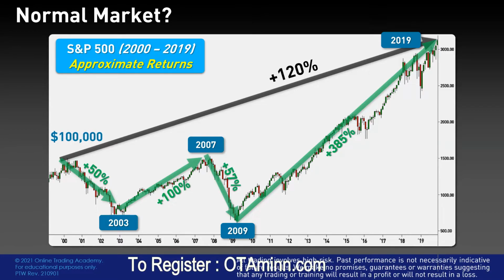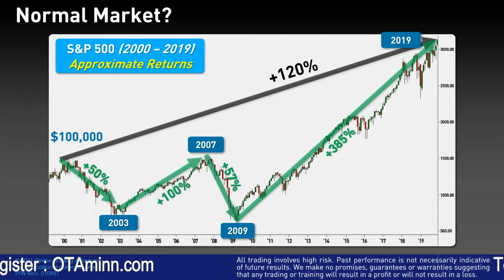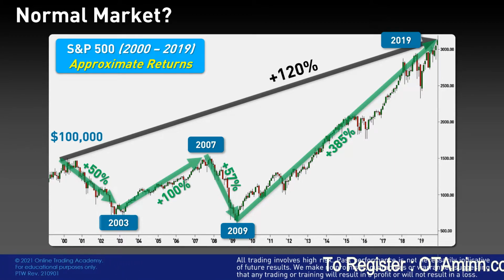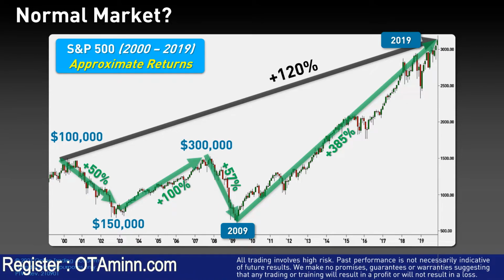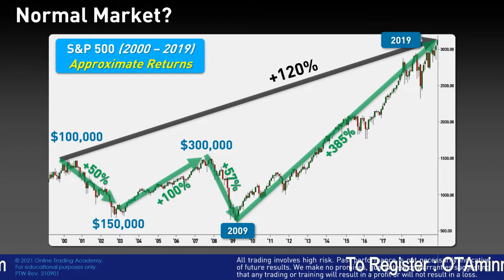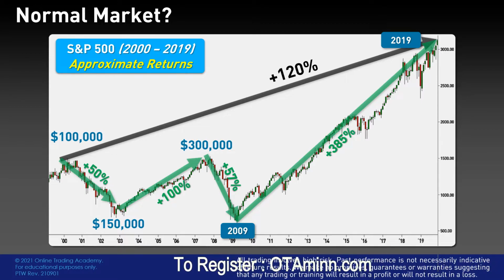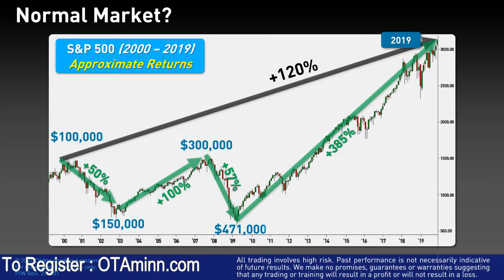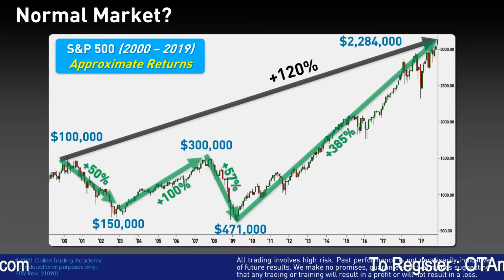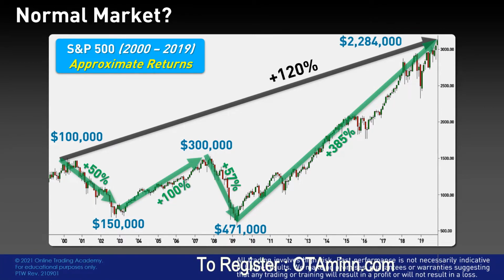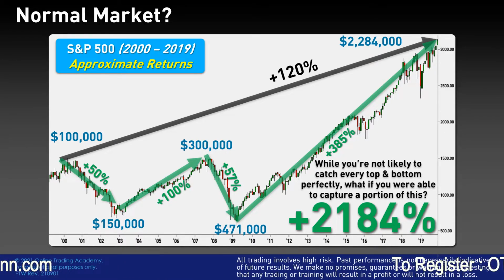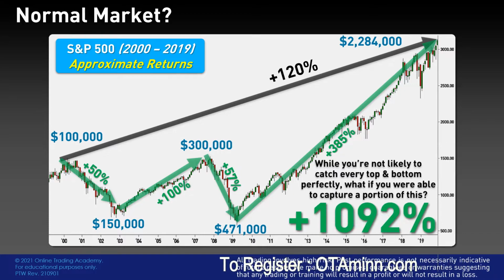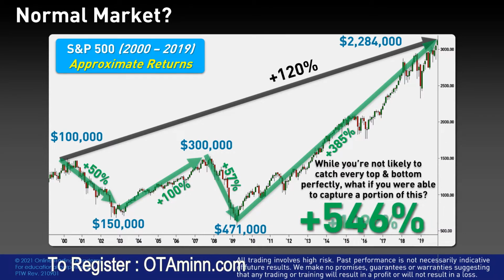Let's just say an investor started at $100,000 in 2000. As prices went down, there's a shorting opportunity. Brings it to 150. As prices go back up, brings it to 300. As prices go back down in 2009, shorting again has an opportunity bringing it to $471,000. As prices soar from there, you have roughly a $2.2 million potential return. That's roughly about 2,100%. Well, we all know you're not going to get the 2,100%. Well, what if you got half of that? That might be a stretch. What if you got half of that? Can you see the opportunity that's there?